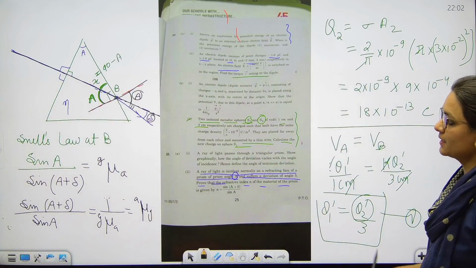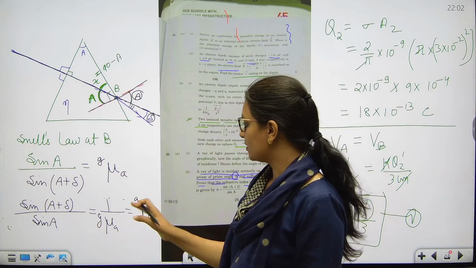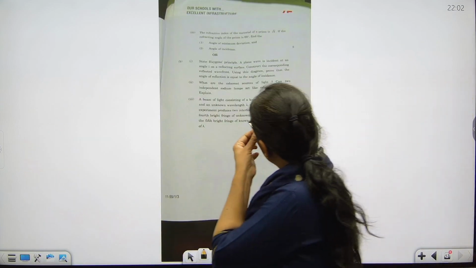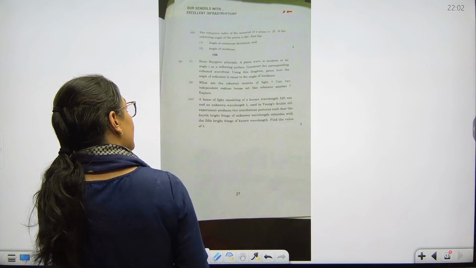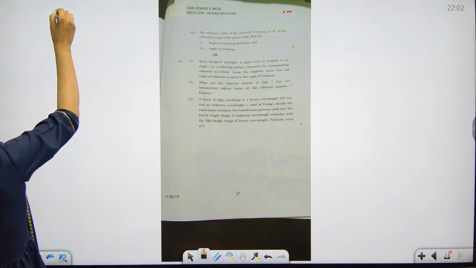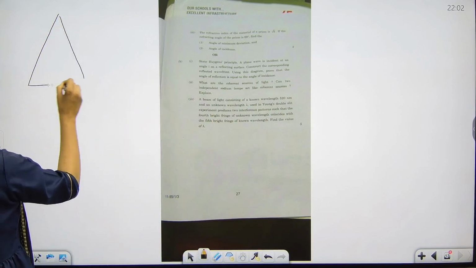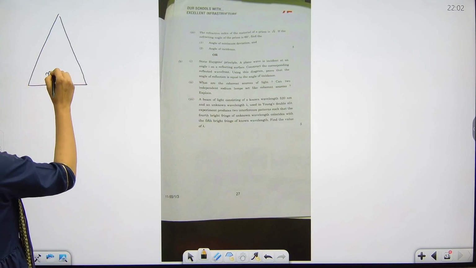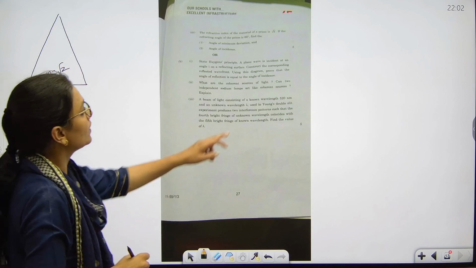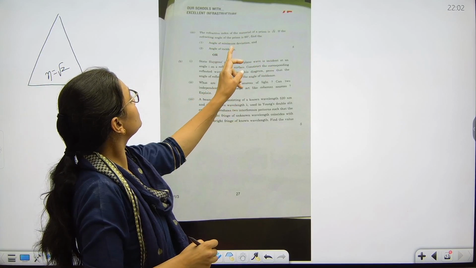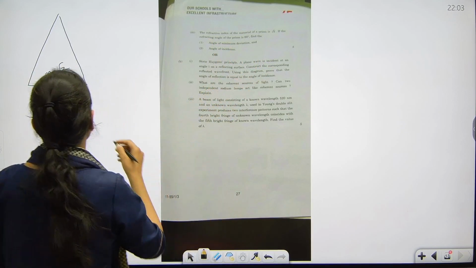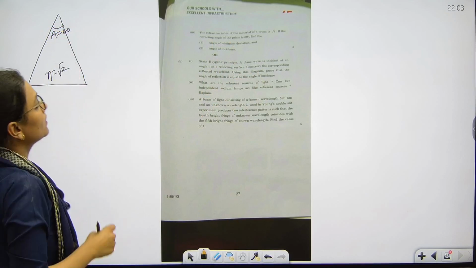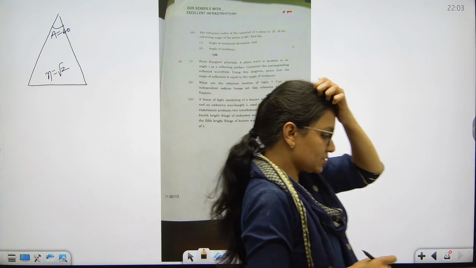Okay, clear? Again, simple calculations, geometry, and the question can be solved easily. Then we have the refractive index of the material of the prism. So we have a prism over here, and the refractive index is given as √2. If the refracting angle of the prism is 60 degrees, you have to find the angle of minimum deviation. Very easy formula.